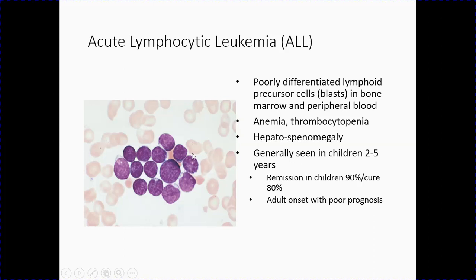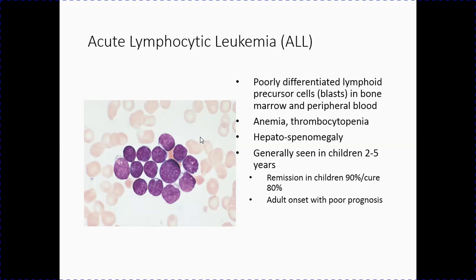They're going to have neutropenia. They're going to have really a suppression of other cell lines, except for these abnormal lymphoid cells, these lymphoid precursor cells. We also see that patients in this case have swelling of the liver and spleen, hepatosplenomegaly, so enlarged livers and spleens.